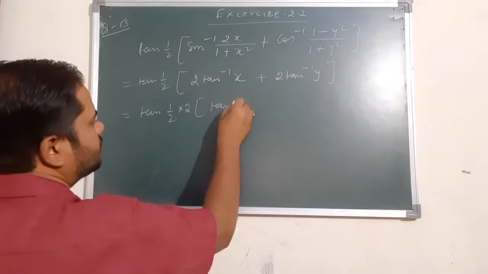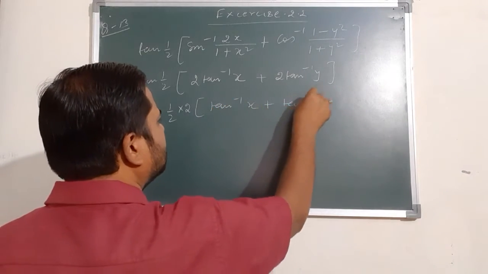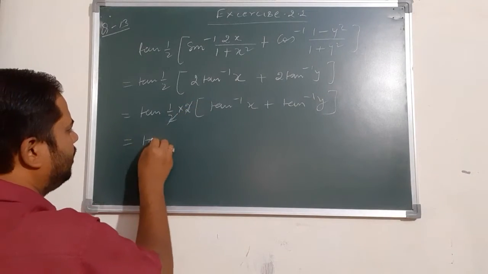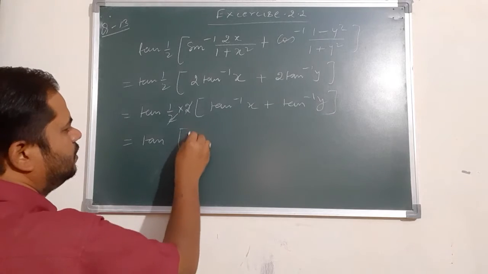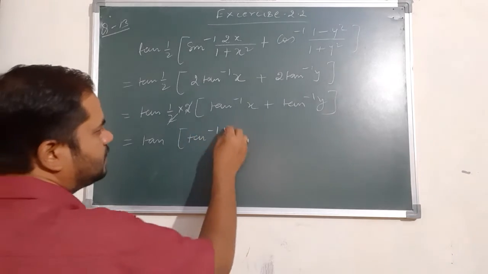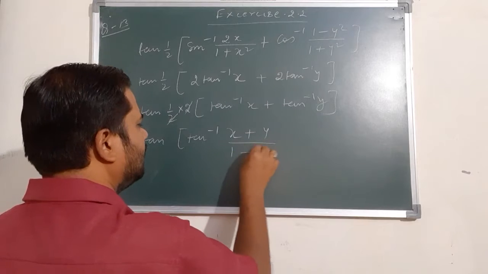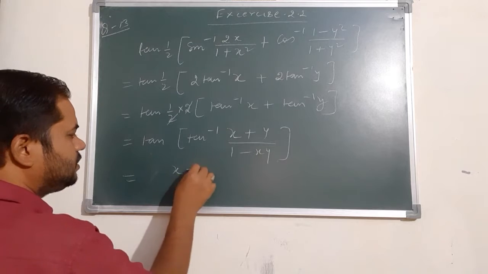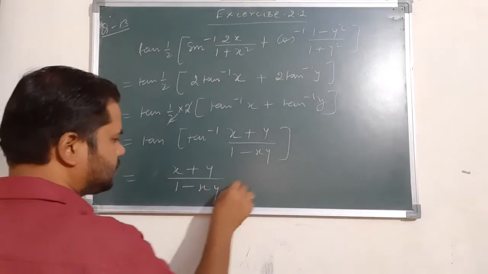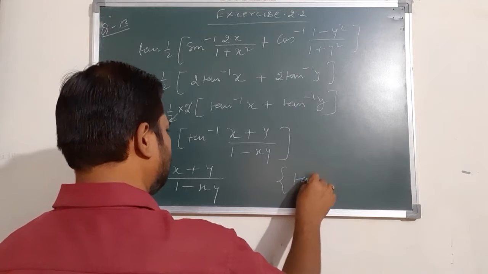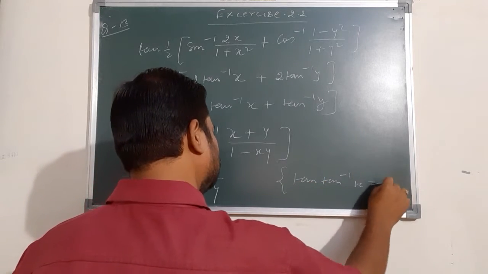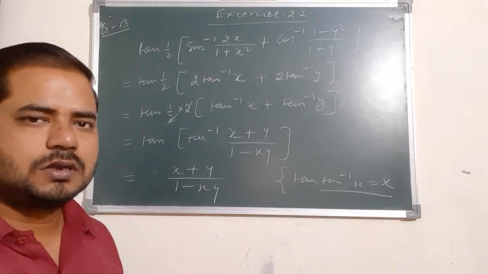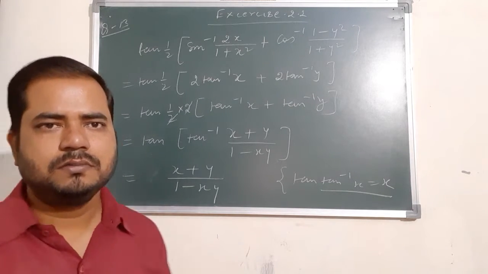So this is tan inverse of x plus tan inverse of y, and the 2 cancels. So tan of, and use the formula here, tan inverse x plus tan inverse y is nothing but tan inverse of x plus y upon 1 minus xy. So simply it is x plus y upon 1 minus xy, since tan of tan inverse x is x. So this is the solution for this particular question. Please note it down.